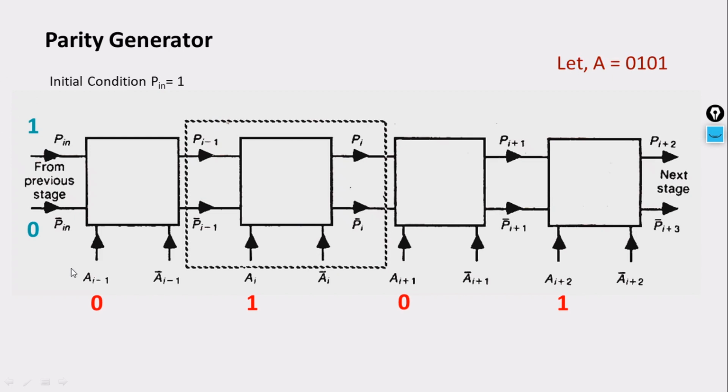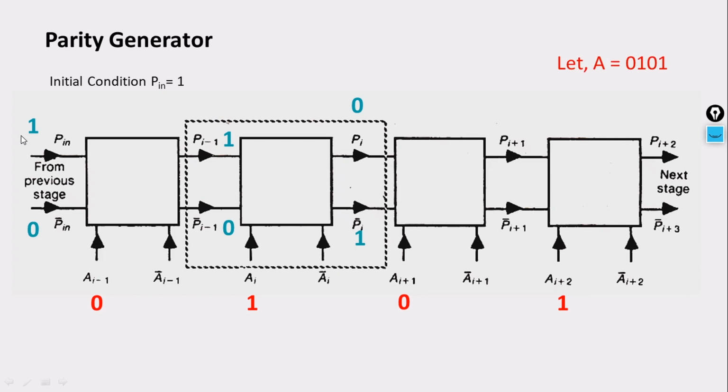Now if you look at this particular input, this is 0, so there is no input 1. Whenever there is an input 1, I need to count. Since there is no input 1, I should not count. So what I will do, I'll make my p out the same as p in. Now if the input is 1, the p output that I will be having, I am going to interchange.